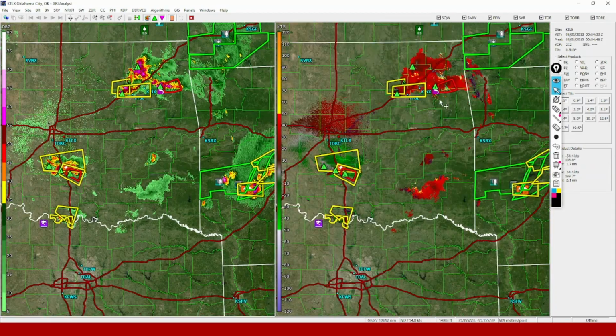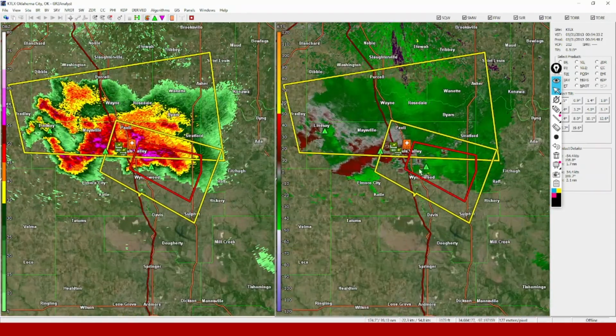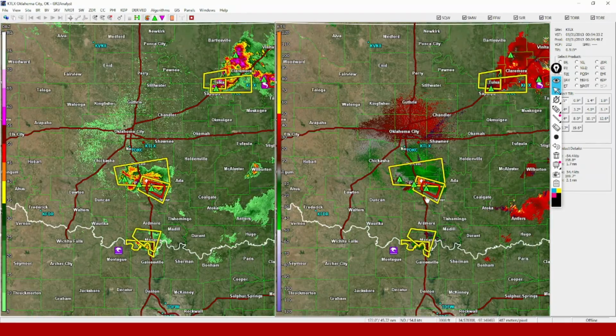I think that is all the data I have, though, to show.